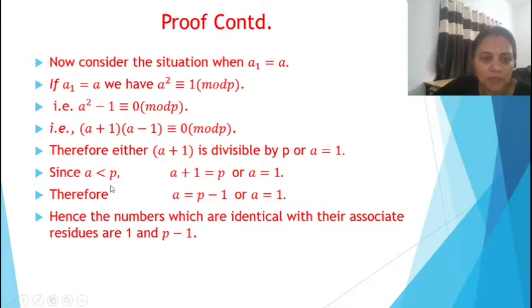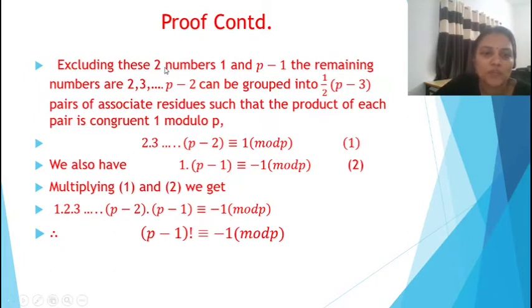Since a is less than p, a plus 1 equals p or a equals 1. Therefore, a equals p minus 1 or a equals 1. Hence, the numbers which are identical with their associated residues are 1 and p minus 1. Now, exclude these two numbers 1 and p minus 1. Then the remaining numbers are 2, 3, etc., p minus 2.